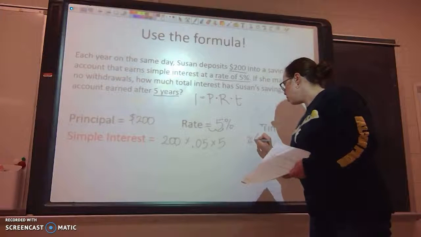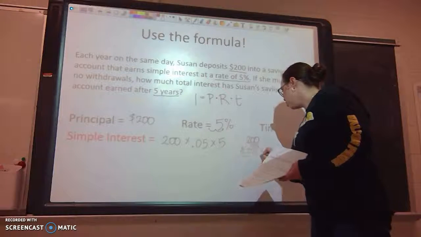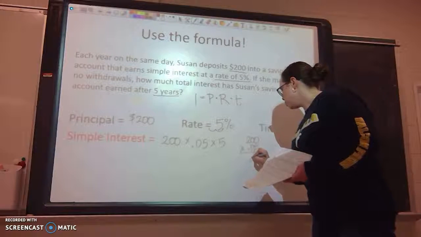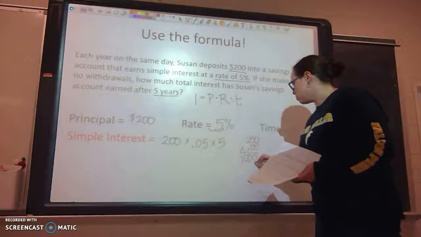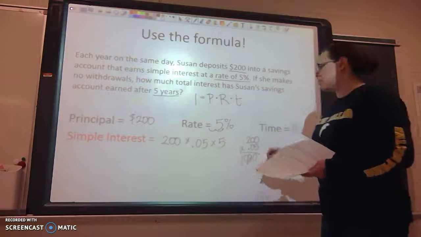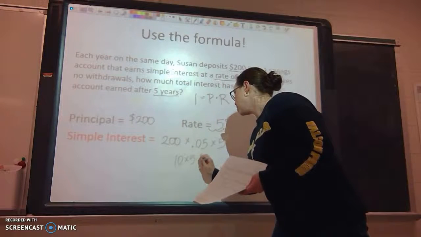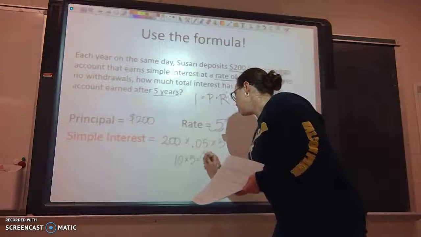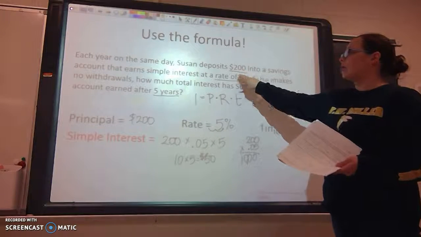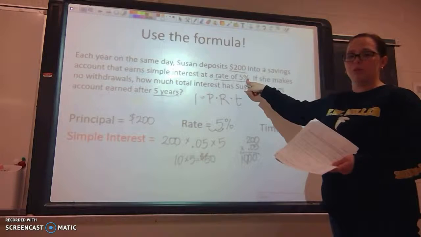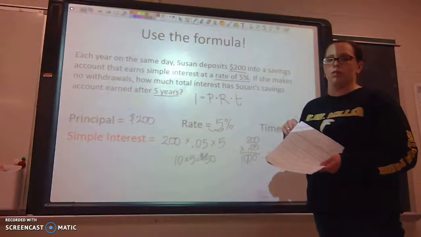Let's go ahead and do our math. We have 200 times 0.05. 5 times 0 is 0, 5 times 0 is 0, 2 times 5 is 10. And then we have 2 numbers to the right of the decimal, so it's going to be 10. Now we have 10 times 5, which is 50. So $50. She deposits $200, and after 5 years at a rate of 5%, she will earn $50 on that original $200 investment.